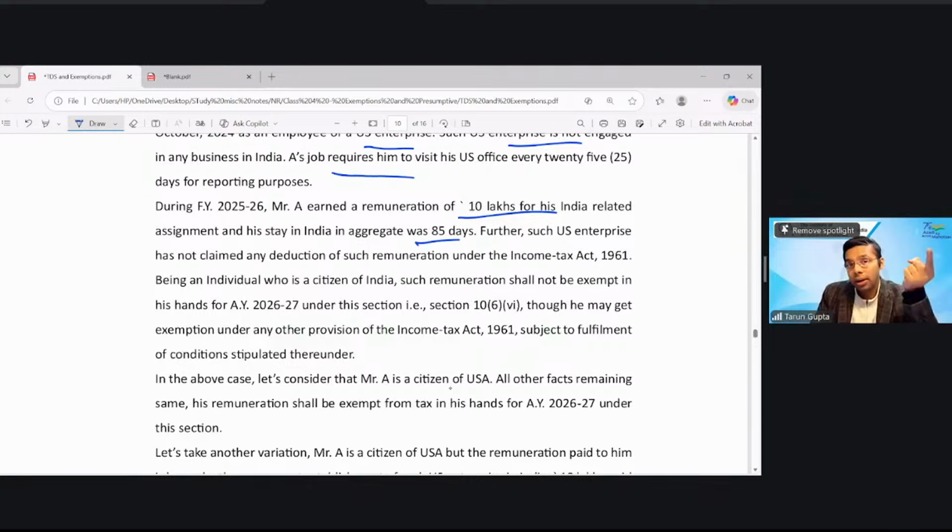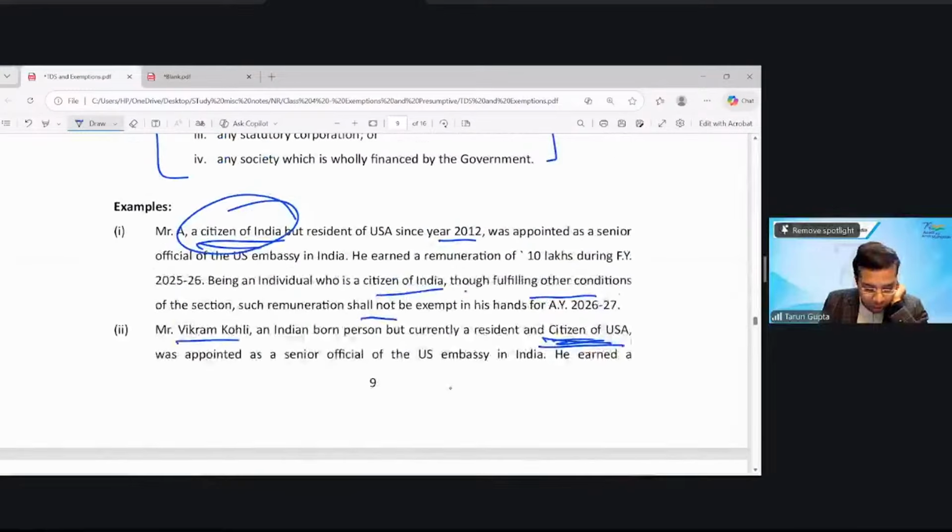His stay is less than 90 days. He is an employee of a foreign enterprise. The foreign enterprise is not engaged in a business in India. Further, such US enterprise has not claimed any deduction of such remuneration under the Income Tax Act. Even the foreign enterprise has not claimed the deduction of the remuneration which it is paying to Mr. A against its Indian taxable income. But being an individual citizen of India, such remuneration shall not be exempt, though he is satisfying all these three conditions.